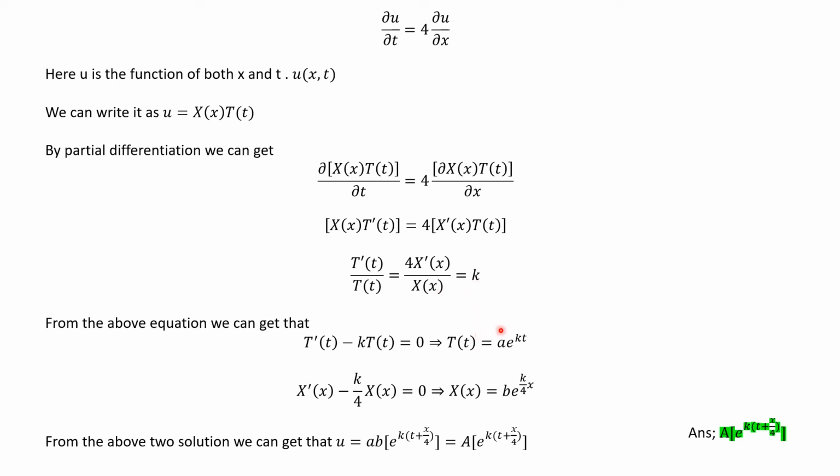And by solving it we can find the solution, that is T of t is equal to a e to the power kt, and X of x is equal to b e to the power k by 4 x. And again we know that u is a function of both t and x, so we can combine it together and find the solution, that is a e to the power k t plus x by 4. The answer will be a e to the power k t plus x by 4.